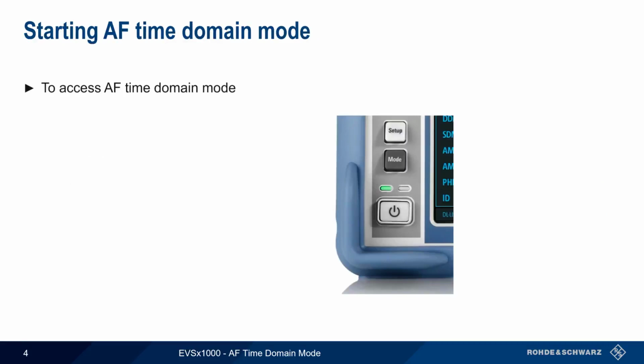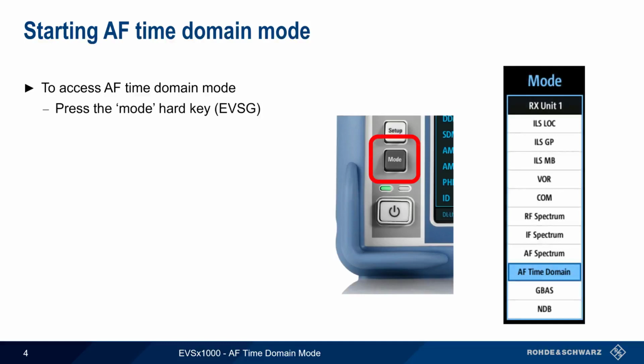To access AF time domain mode on the EVS1000, simply press the Mode hard key on the front of the instrument and select AF time domain. If operating the EVS over VNC, press M and then use the down arrow to scroll through the list of available analysis modes.